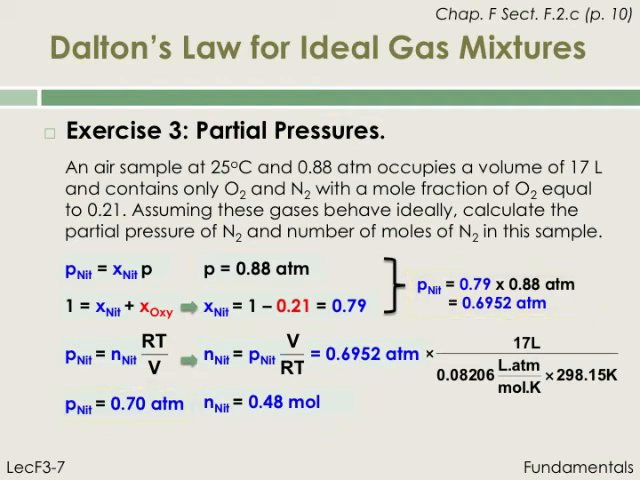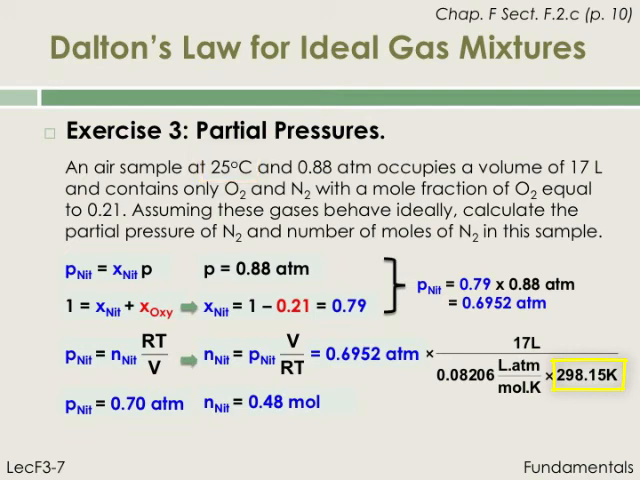Now, to get the number of moles of nitrogen, all I have to do is use the definition of the partial pressure right here. Partial pressure is the number of moles of nitrogen times RT over V. Okay, so I know R, and obviously I know the temperature is 25 degrees Celsius. I'm going to change that into Kelvin, because remember that we always use Kelvin when we use the ideal gas law. So this is 298.15.